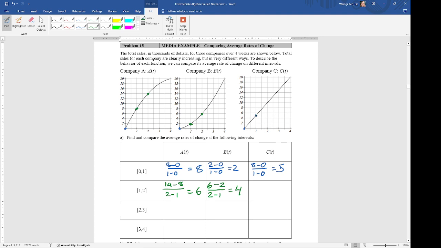Looking at company C, our output the previous week was there. Our output the current week is here. So we're going to have 10 minus 5 from the previous week over 2 minus 1. 10 minus 5 is 5. 2 minus 1 is 1. We end up with 5 over 1, or 5.